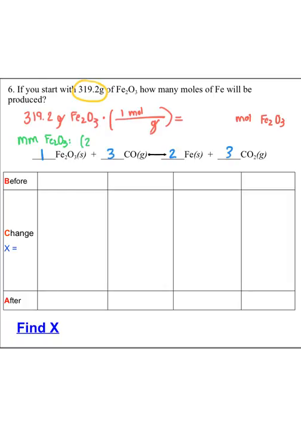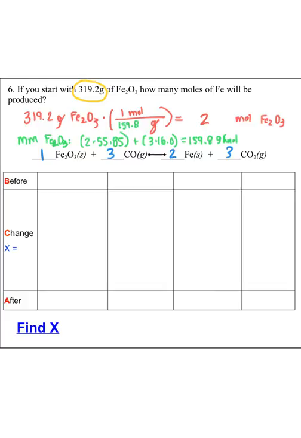To find the molar mass of Fe2O3, we need to take 2 times the mass on the periodic table for iron, Fe, which is 55.85, plus 3 times the mass of oxygen, which is 16. So I'm using the 2 times iron, the 3 times oxygen. Once we multiply 2 times 55.85, 3 times 16, and add those pieces together, I got 159.8 grams per mole, which is the molar mass. So what that means is 1 mole is equal to 159.8 grams. So in my calculator, I take 319.2 times 1 and then divide that answer by 159.8, and I get 2 moles of Fe2O3.